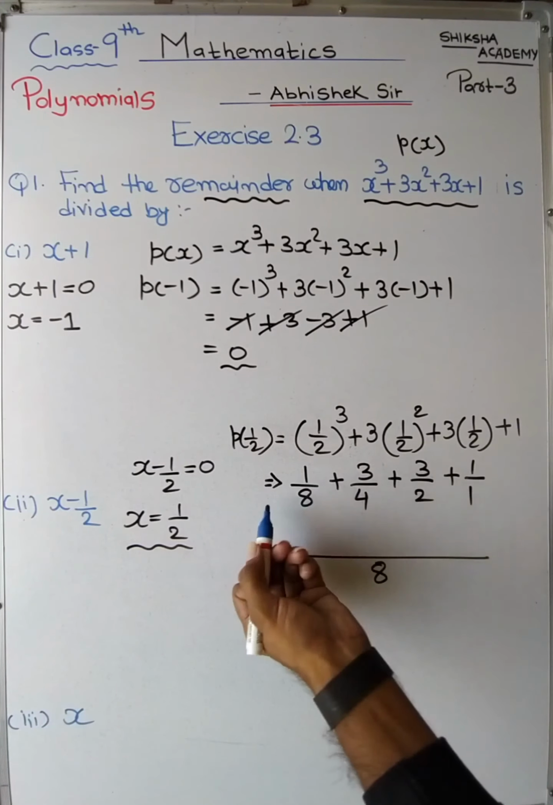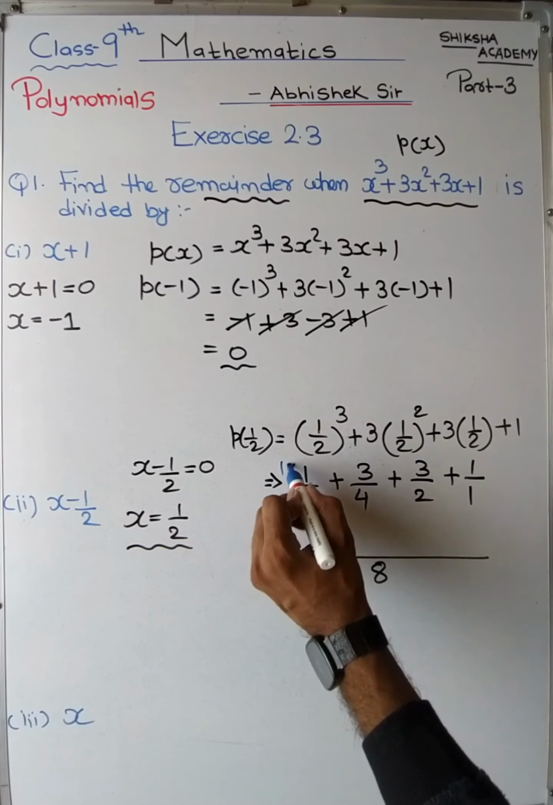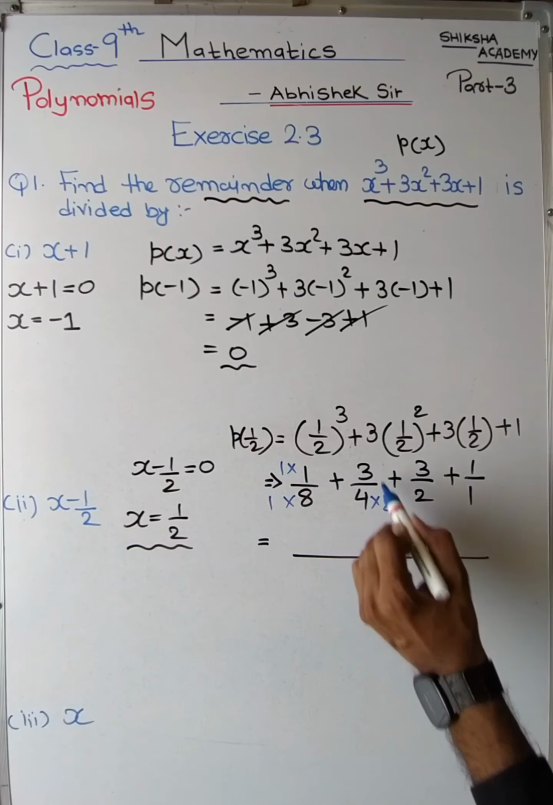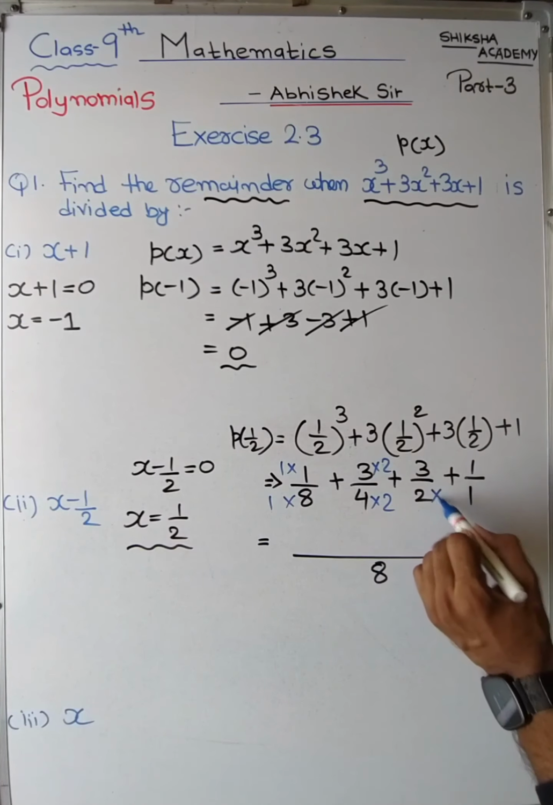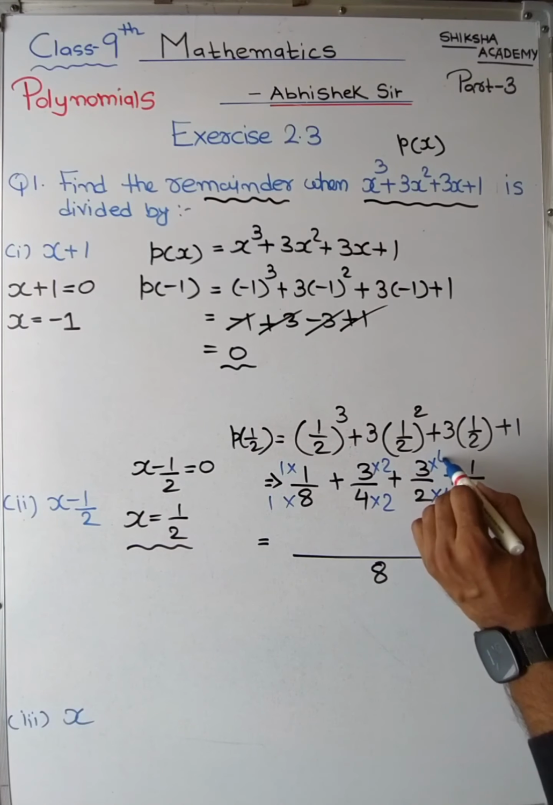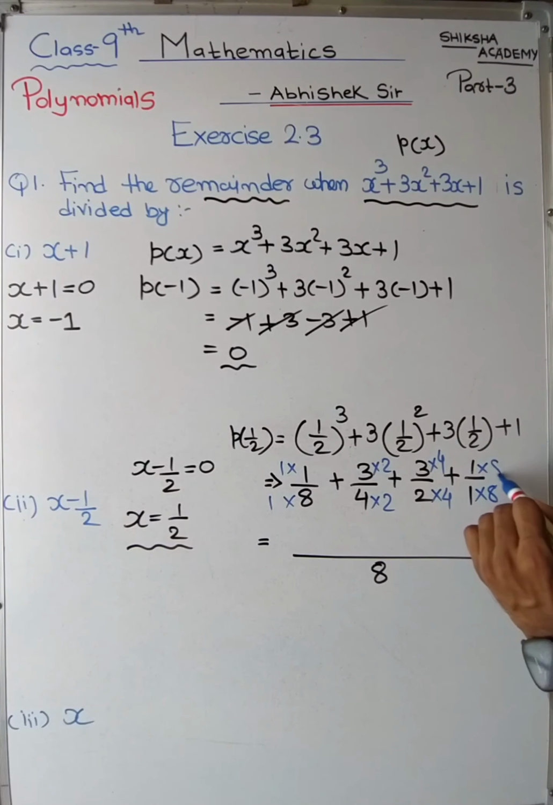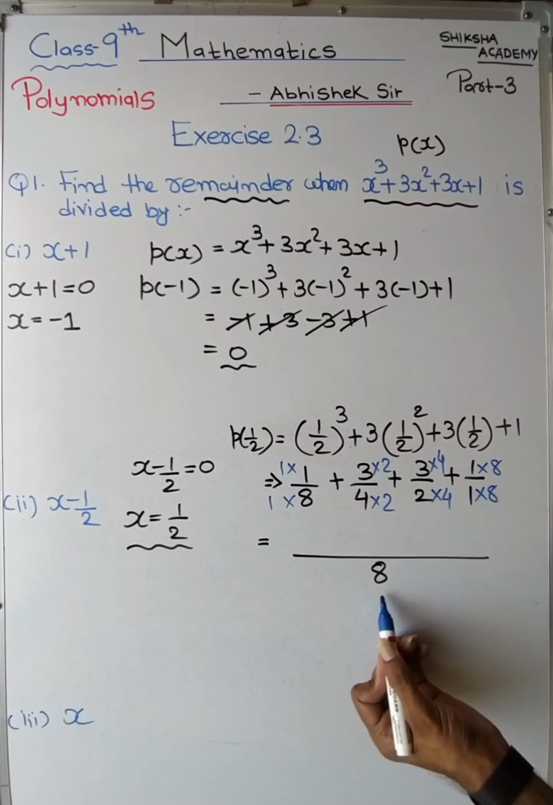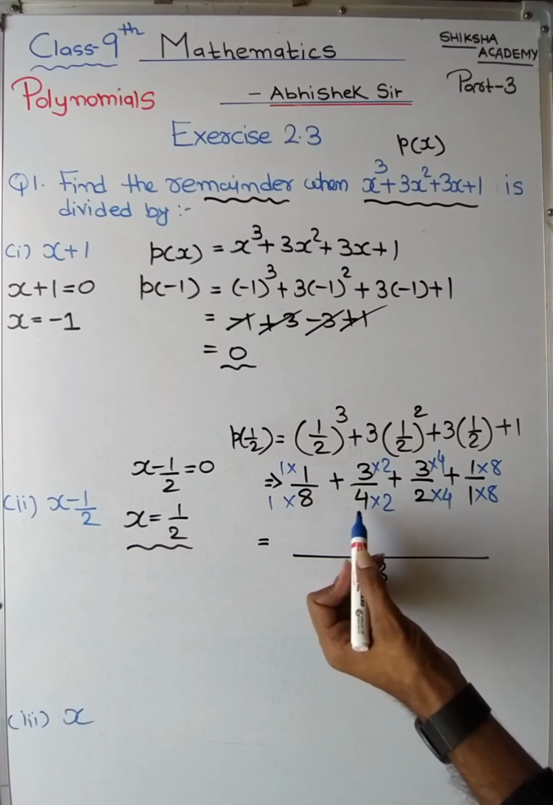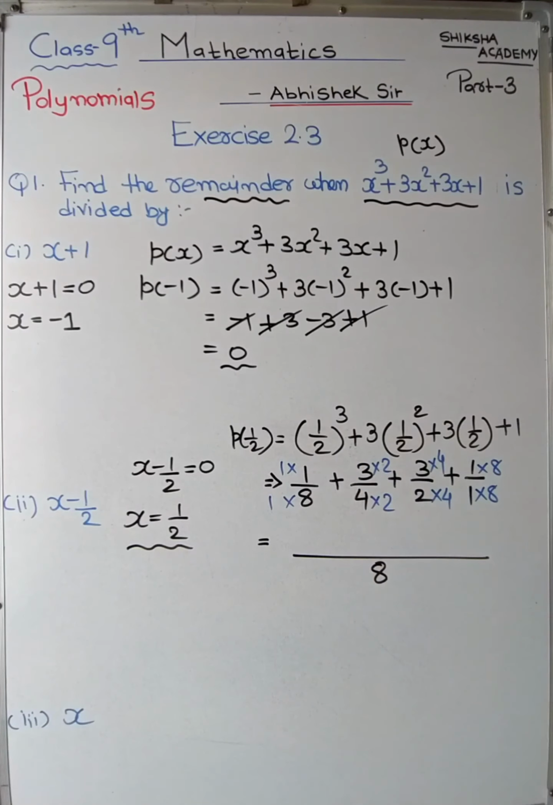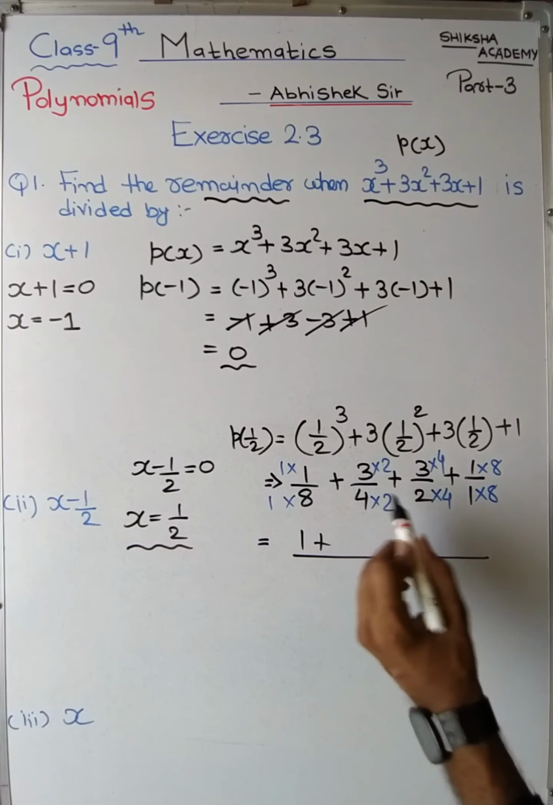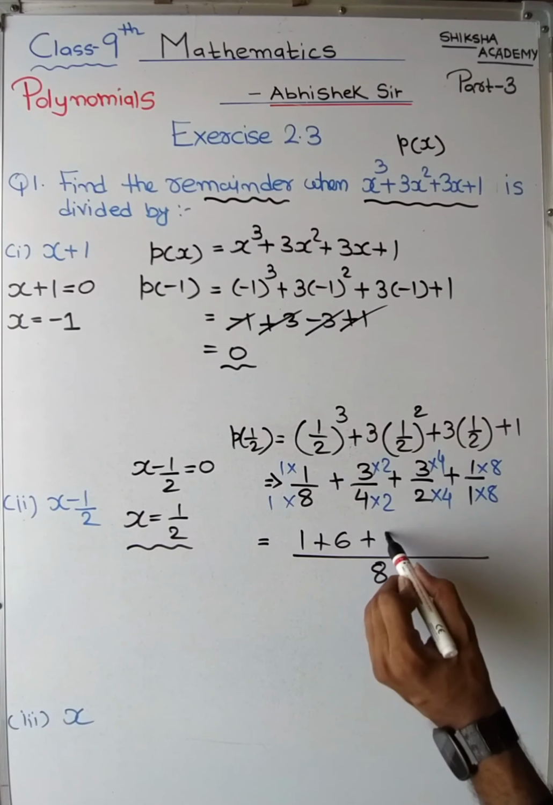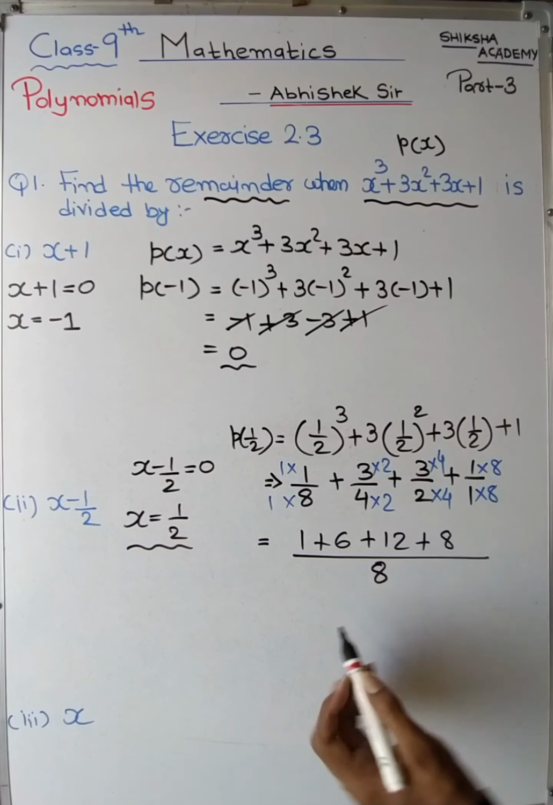8 we have to multiply with 1 only, so above also 1. 4 we have to multiply with 2, so above also 2. 2 we have to multiply with 4, and here we have to multiply with 8. Why did I multiply? Because I have to make every denominator 8. Whatever number I am multiplying will be multiplied in the numerator as well. Clear? So 1 ones are 1, 3 twos are 6, 3 fours are 12, 1 eights are 8.